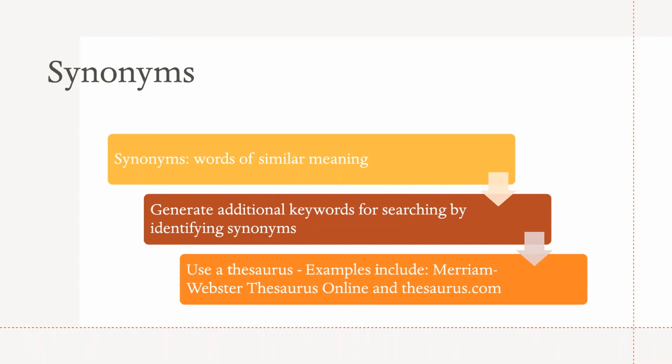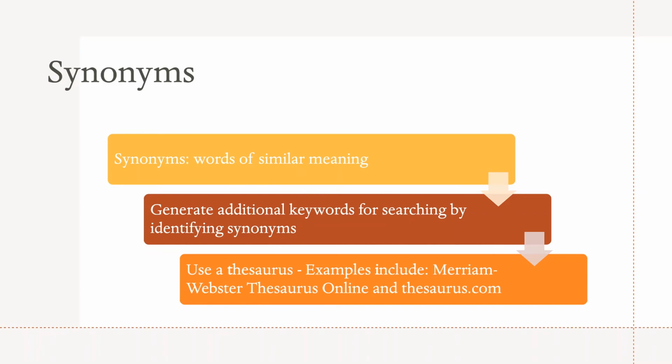The easiest way to do this is by using a thesaurus, which is a piece of reference material that lists words in a group of synonyms and related concepts. Traditionally, thesauri are print books, but online thesauri have grown in popularity. Two examples include the Merriam-Webster Thesaurus Online and thesaurus.com.